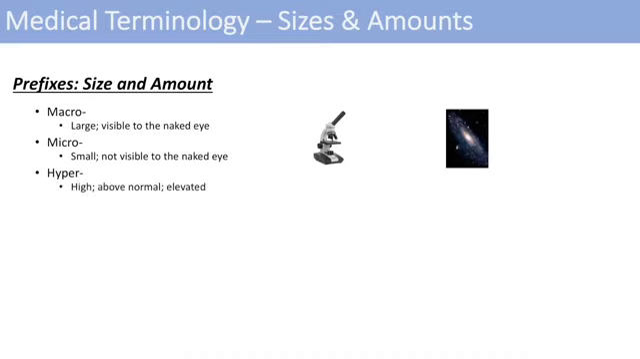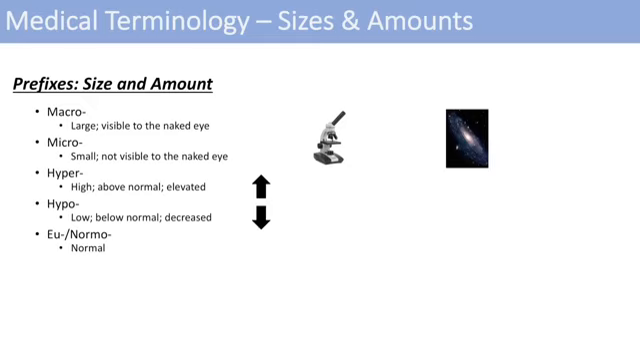So some other things about amount and size would be hyper. Hyper just means high, or above normal, or elevated. And the opposite of hyper would be hypo. So that means low, below normal, or decreased. A couple other prefixes that you may not be aware of: one is eu or normo, and that just means that the condition is normal.